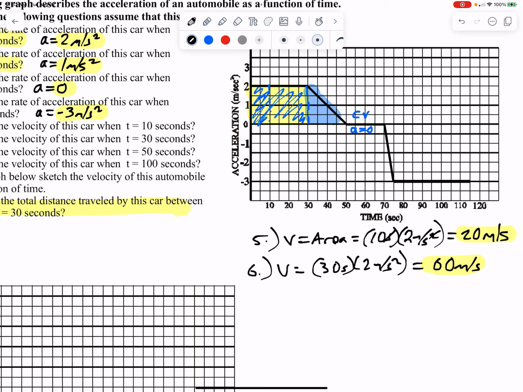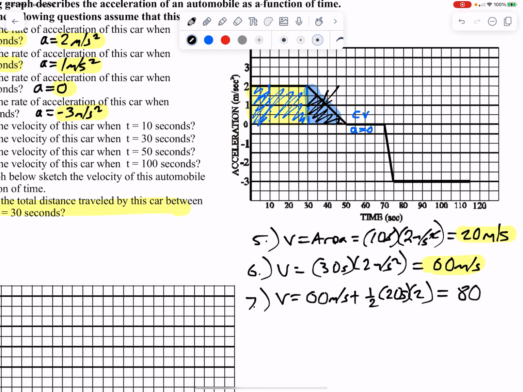All right, so now we have part 7. What is the velocity at 50 seconds? Well, that would be to the end of this. So it's not just the area of this anymore, it's the area of that whole trapezoid. So we need to find that triangular area. We know the velocity here is going to be the 60 meters per second from this rectangle here, plus the triangle, which is going to be 1/2 the base of 20 seconds times the height, which is 2. 1/2 of 20 is 10, times 2 is 20, plus the 60 would be 80 meters per second.